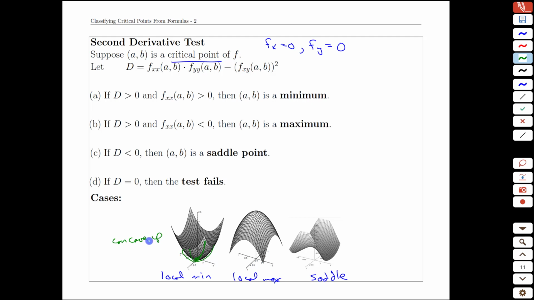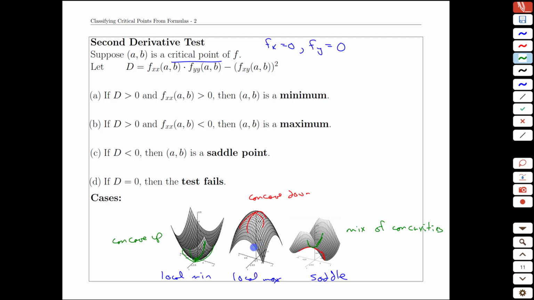Well, concavity is all about the second derivative, and you'll see that our test is about the second derivative as well. If we contrast that with the local maximum, here we have all the directions being concave down. And then the mixed one is the saddle point, where you have a mix of concave down and concave up, which we label a mix of concavities.